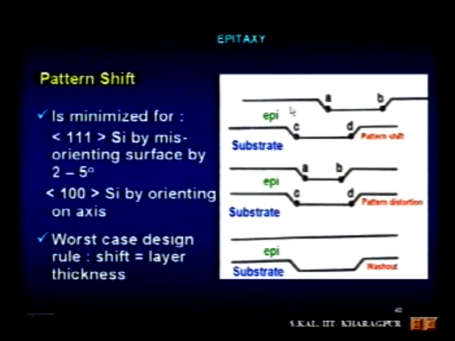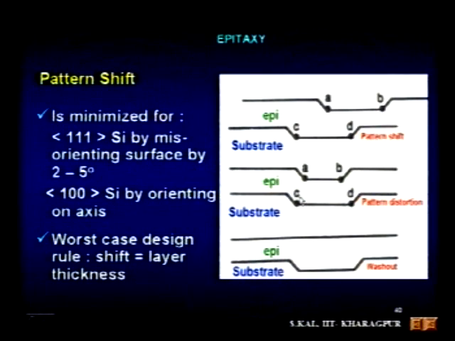And here several things are shown. That means C and D is here, A and B, it is shifting after the epi layer. These are the substrate and epi. You see this is already shown in the earlier diagram. But in this particular case, this is known as pattern distortion. In some cases, we see distortion like this. If CD is here, then after the epi layer, the length of CD has reduced to AB. So that is known as not shifting, but here it is known as distortion.